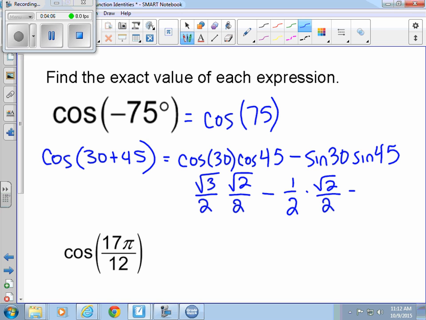And so simplifying this, you can multiply. They're both under a radical, so I get the square root of 6 minus the square root of 2 all over 4. Any questions so far? And that is a number, isn't it? It looks flippy, but it's just a number, and it's the exact value of the cosine of 75 degrees. So something that was not on the unit circle, we now were able to find that value.